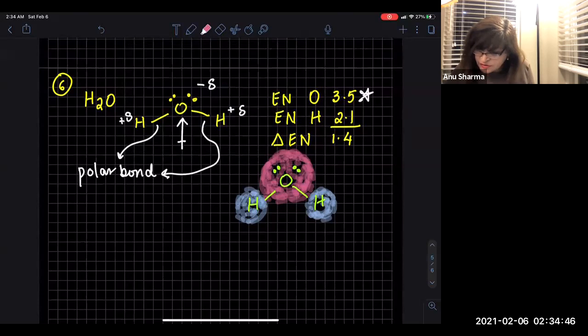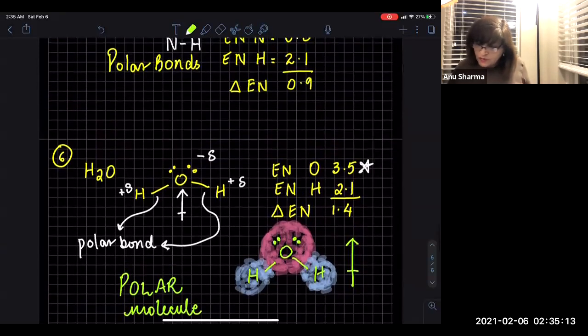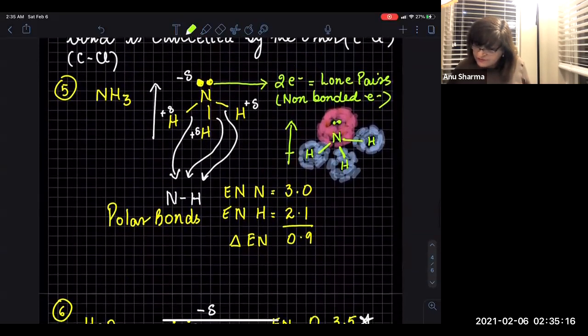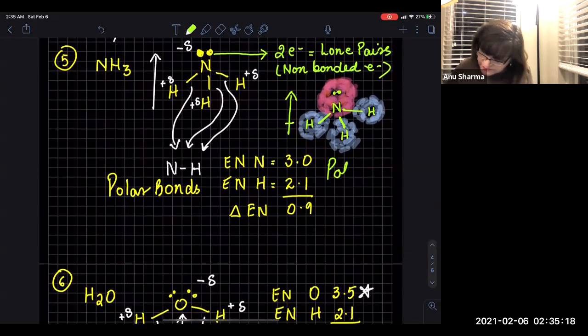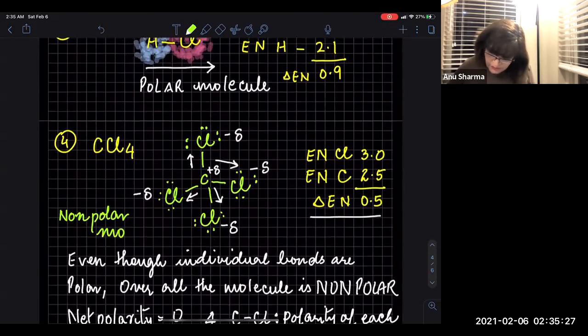So this is how it looks. Let me just push this a little bit here. This is still connected. It's not separate because the electron clouds are shared. So we see that the overall polarity is more towards the oxygen side. Okay, so this is a very polar molecule, a highly polar molecule. So that's the overall molecule. Here we talked about individual bonds, and overall this is a polar molecule. Okay, ammonia. And did I write this one? Non-polar molecule.